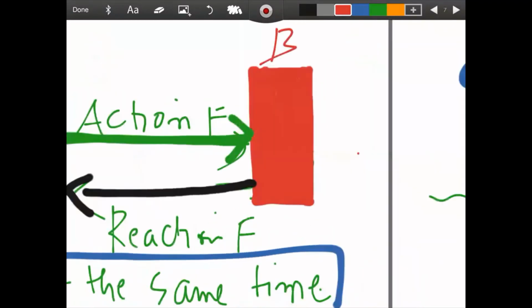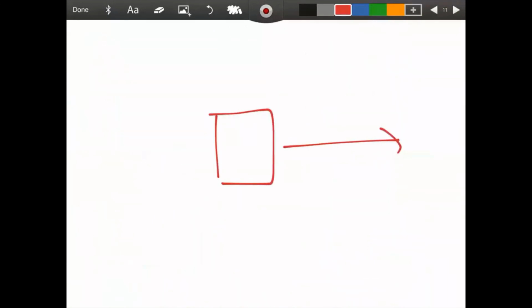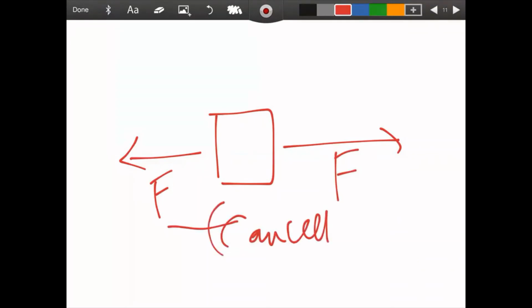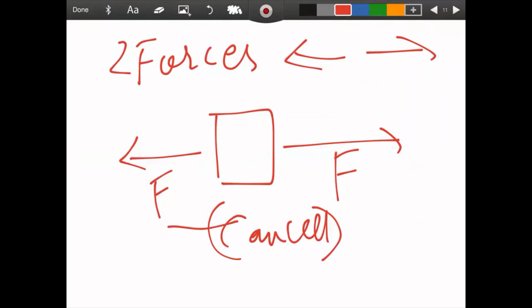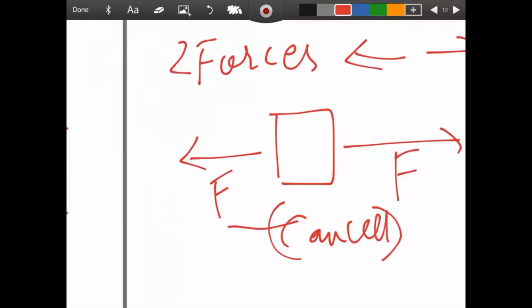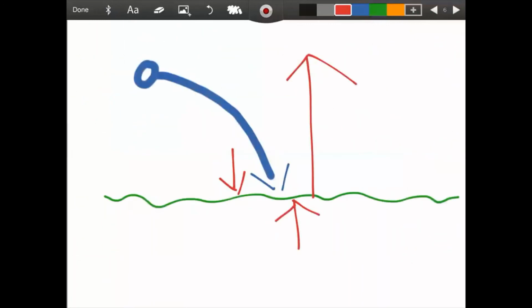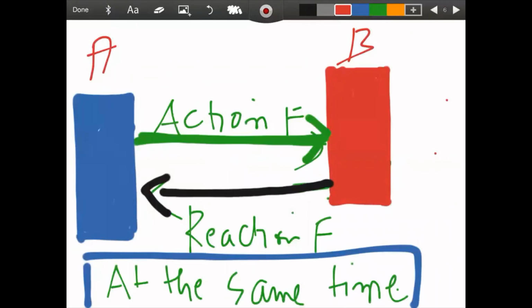I had taught you earlier that if you take any object and pull it in both directions with force F, the object will not move, because the two forces cancel each other. So generally we have learned that if two forces act in opposite directions, they cancel each other. But then why, when we study Newton's third law, do these two opposite forces not cancel? For the simple reason that these two forces act on different objects. They don't act on the same object. Yes, they act at the same time, but on different objects. Understand? Because they act on different objects, they cannot get cancelled.